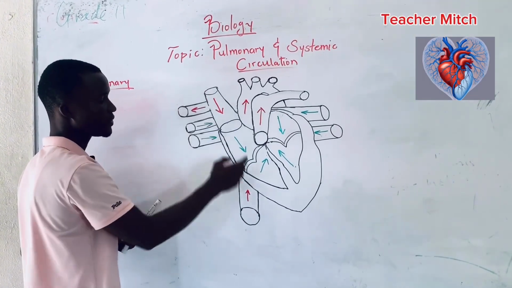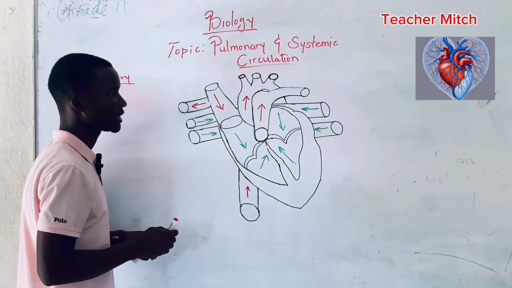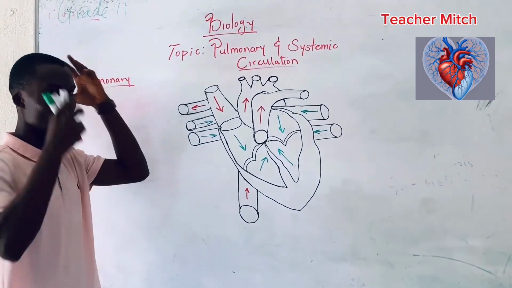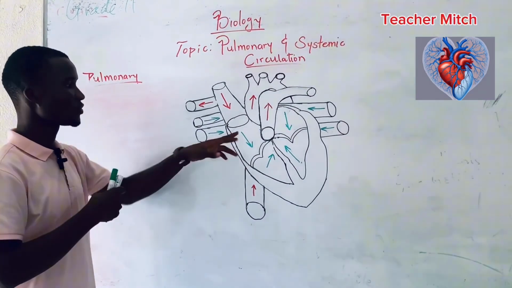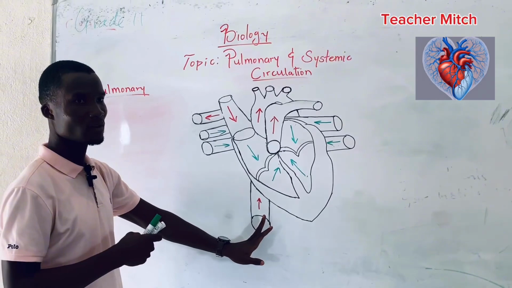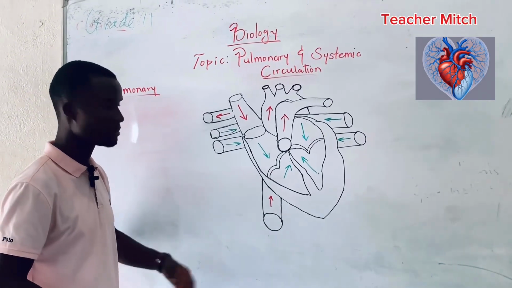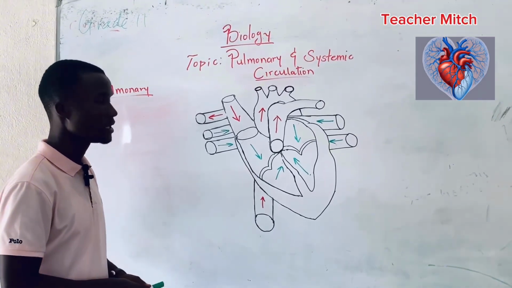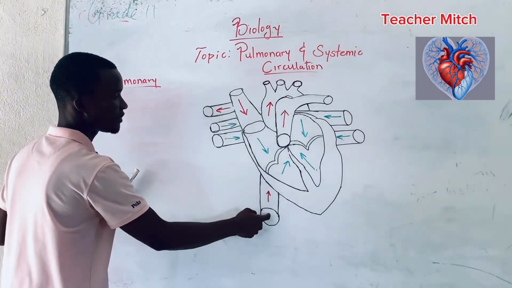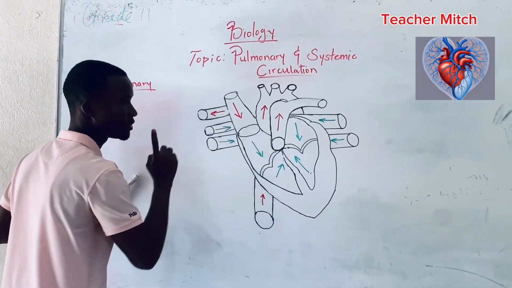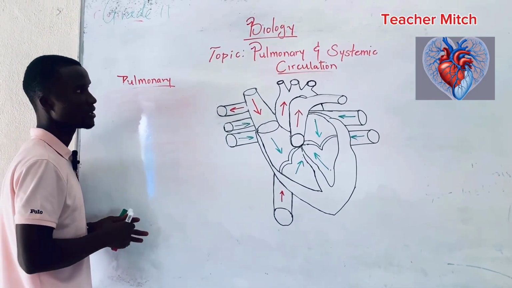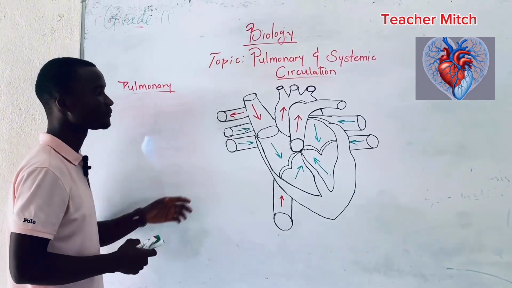So deoxygenated blood from all parts of the body is collected into the right chamber of the heart through the superior and the inferior vena cava. The superior vena cava collects blood from the upper extremities over the heart to the right atrium, and the inferior vena cava collects blood from the lower extremities of the body to the right atrium. So the first thing is that the superior and inferior vena cava bring deoxygenated blood to the right atrium. That's the first step in pulmonary circulation.